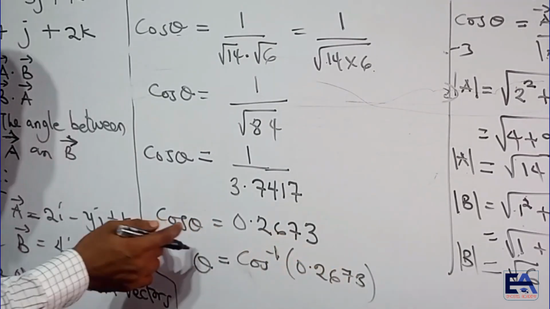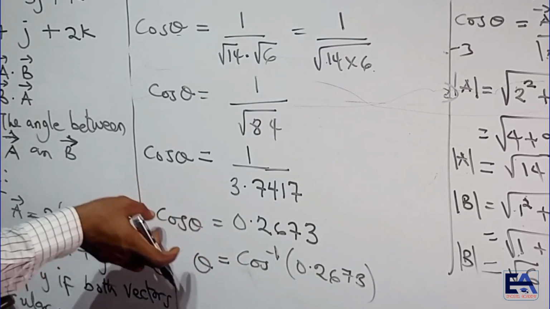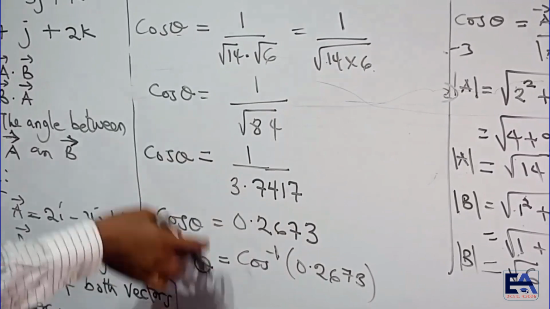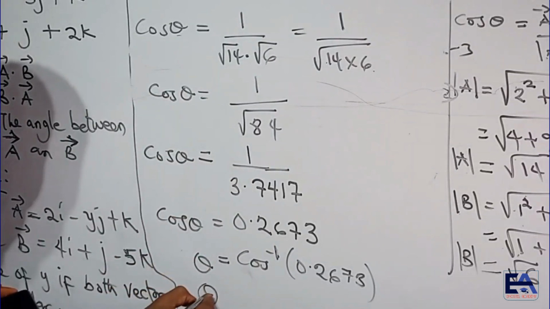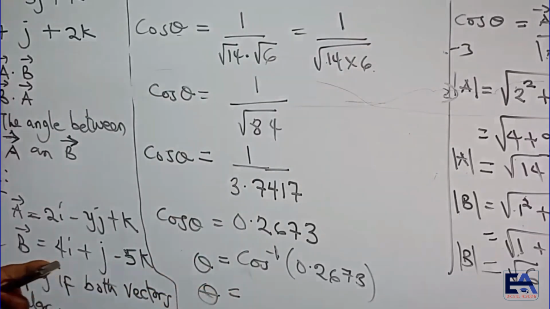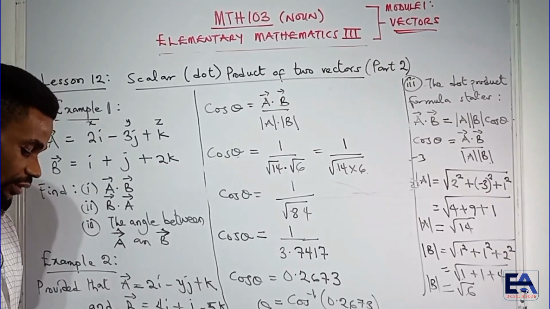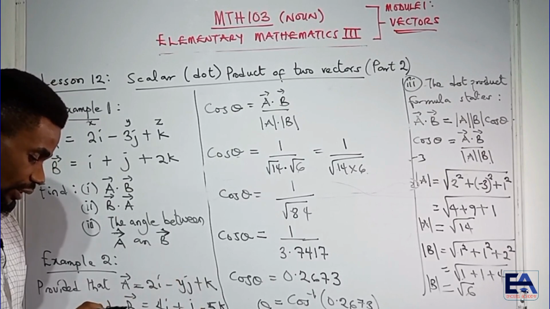So when cosine or sine or tangent leave the angle and move to the other side, they move to the other side as arc cosine or arc sine or arc tan. You get that? So in your calculator, just find the value of the arc cosine of this. So I'm going to do that now.